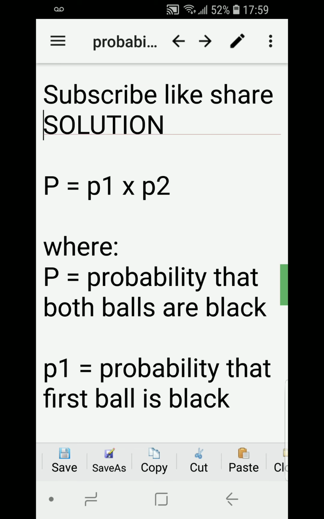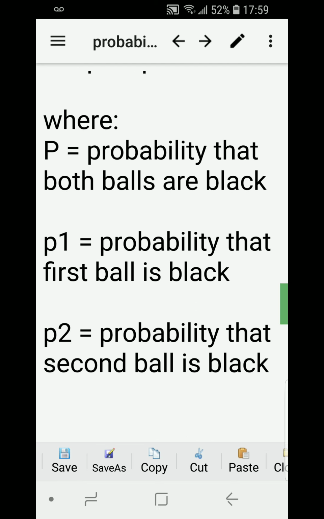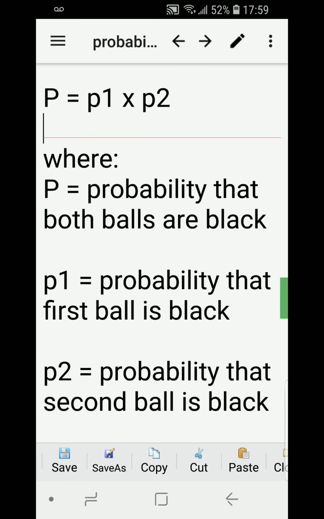So the probability P that both balls are black is equal to P1 times P2. And the definitions for P1 and P2: P1 is the probability that the first ball is black, and P2 is the probability that the second ball is black.